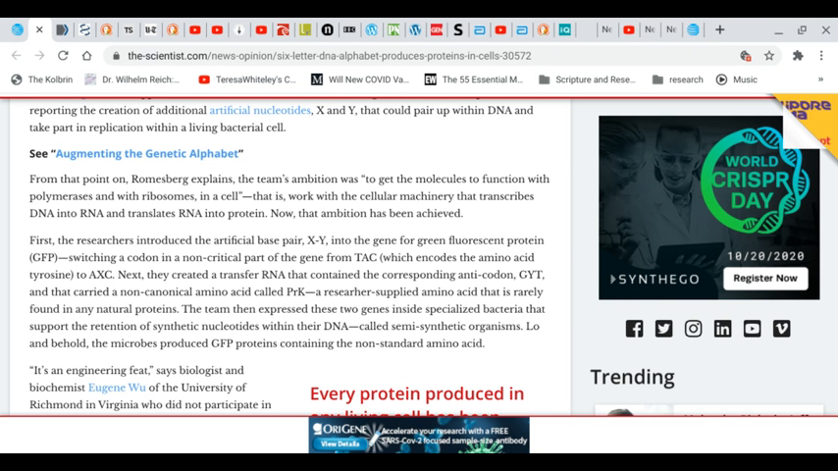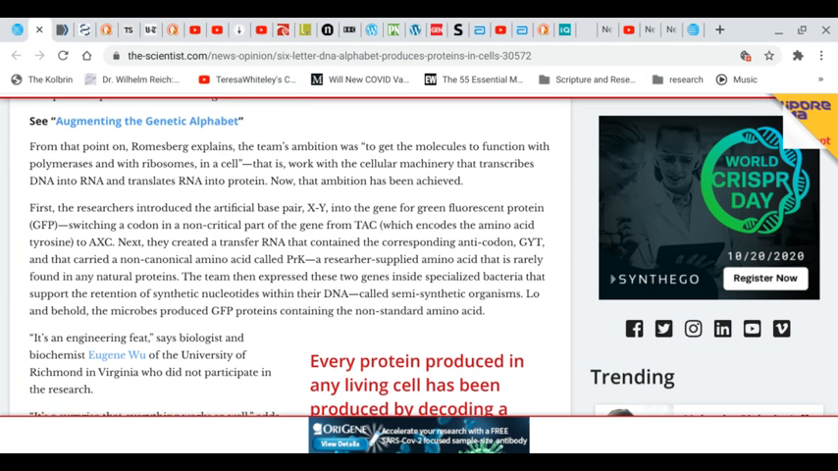First, the researchers introduced the artificial base pair X and Y into the gene for green fluorescent protein, switching a codon in a non-critical part of the gene from TAC, which encodes the amino acid tyrosine, to AXC. Next, they created a transfer RNA that contained the corresponding anticodon, GYT, that carried a non-canonical amino acid, canonical.